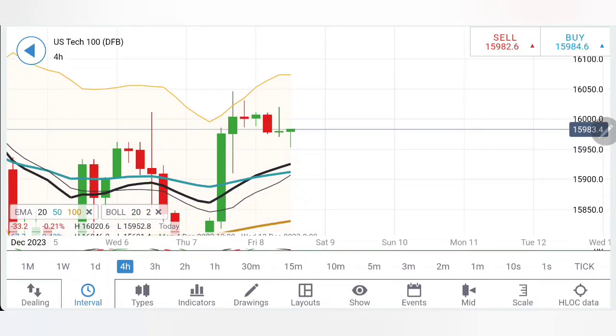Now another point to note here is, see, the preceding candle had a push from the top side. The candle closed almost at the bottom, and since then it is trying to trade in this zone.